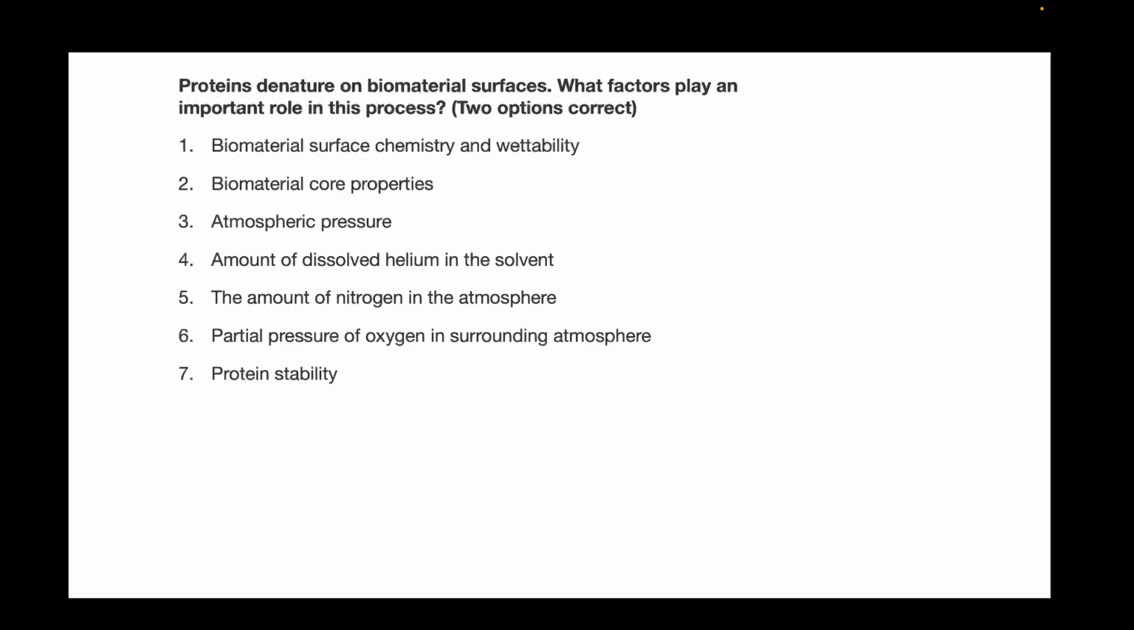Okay, moving on to the next question. Proteins denature on biomaterial surfaces. What factors play an important role in this process? You have to select two correct options here. The options are biomaterial surface chemistry and wettability, biomaterial core properties, atmospheric pressure, amount of dissolved helium in the solvent, the amount of nitrogen in the atmosphere, the partial pressure of oxygen in the surrounding atmosphere, or protein stability.